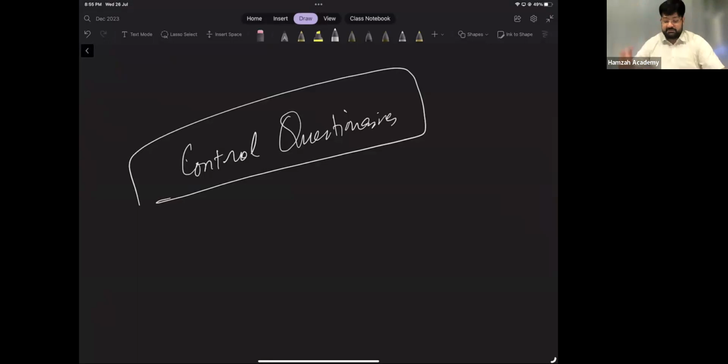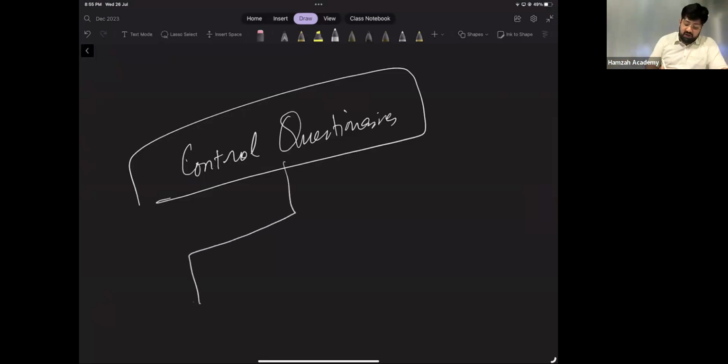So I repeat. Control questionnaires are questions regarding the controls of the company, prepared by the auditor and filled by the company's employees. We are going to audit this company. We prepare a pro forma and give it to the employees. They will fill the form and return it to us. So we will get an idea of the control through that pro forma.